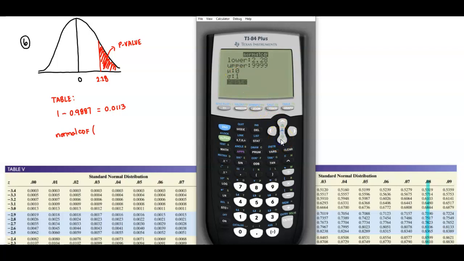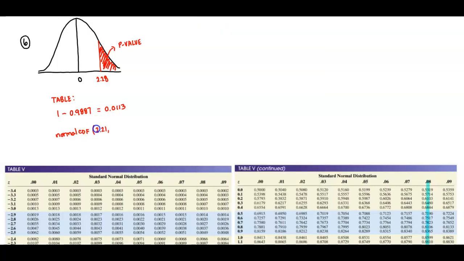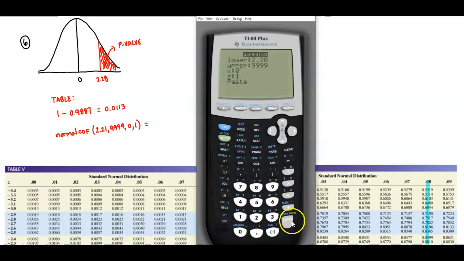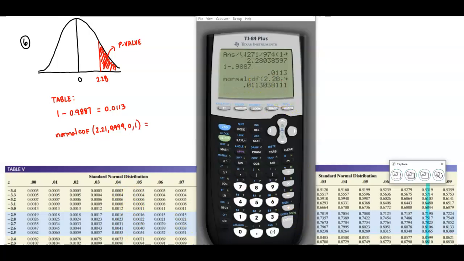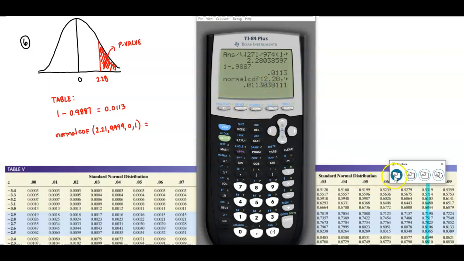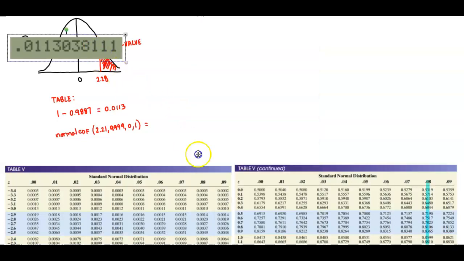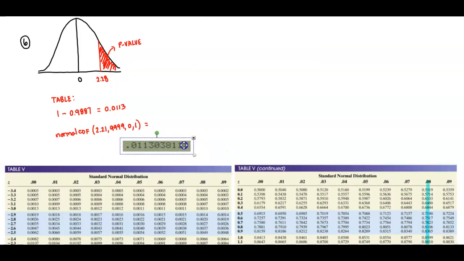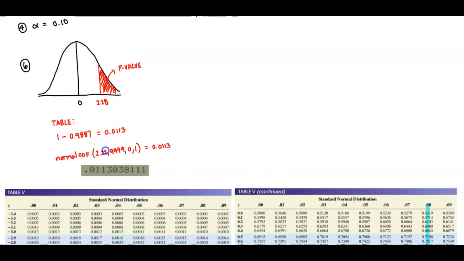So let's go ahead and do that. So we have 2.28, 9999 with a mean of 0 and then 1. And so what do we get for our p-value? Go ahead and press enter, and you're going to see that we get the same value there. So whether using the table or using the calculator function, we end up getting the same p-value, which is 0.0113. Okay, and then make sure I wrote here is just 2.28, not 2.21.